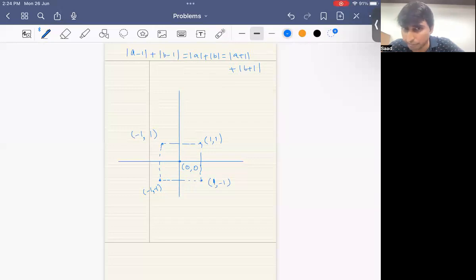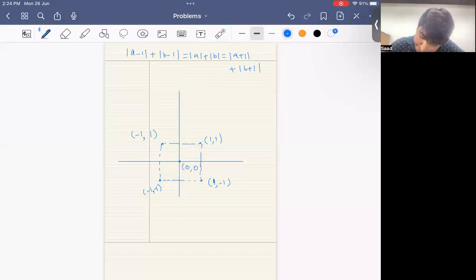Now, if you look at this equation, what we know is that this point is kind of equidistant from this point and this point. Why? Because this is 2 units, this is 2 units, and from the origin it's 2 units, right? So this point must be one such point.